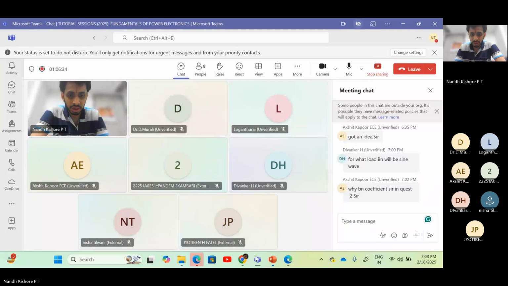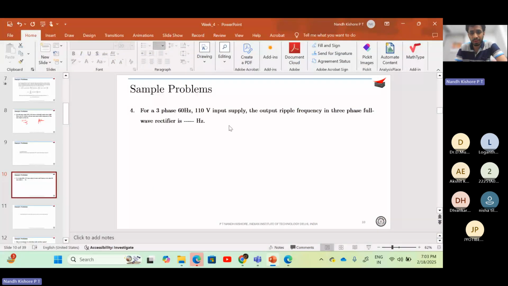Okay, and yeah. So any answers for a three-phase full wave rectifier?